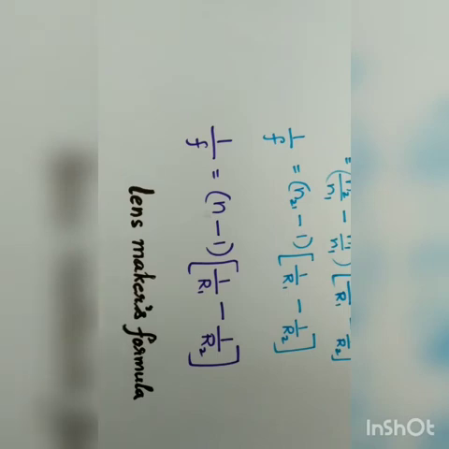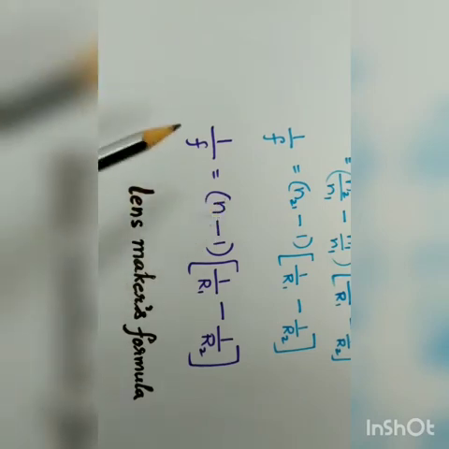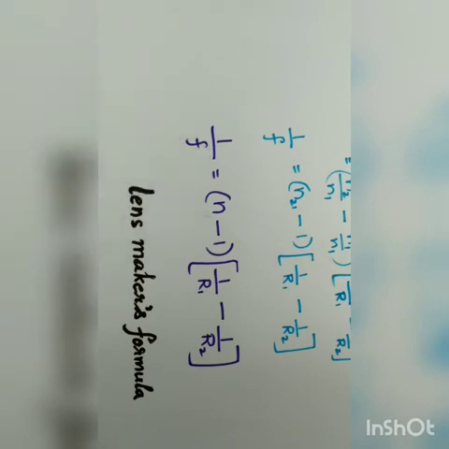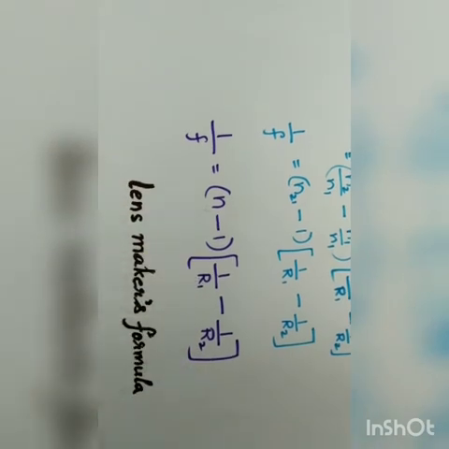And how can we make lenses with this formula? If you know the refractive index of the glass and if you want to make a particular lens with a particular focal length, suppose we want to make a lens of focal length 20 centimeter and you know the refractive index of glass is 1.5, you can decide the radius of curvature and cut the glass accordingly. So you will get the lens of the required focal length.